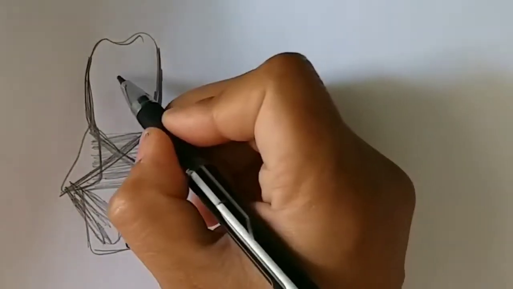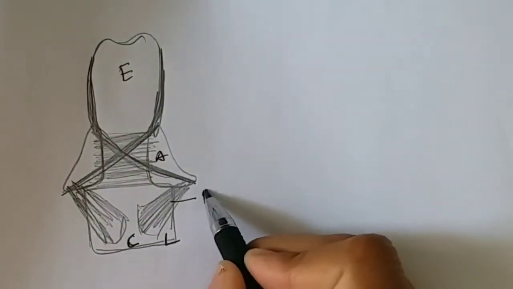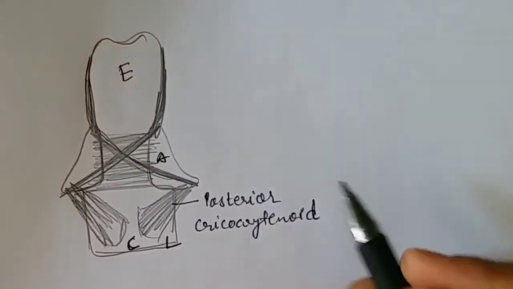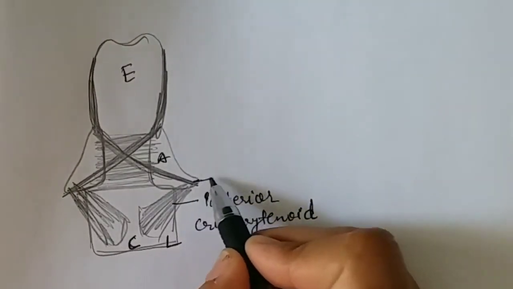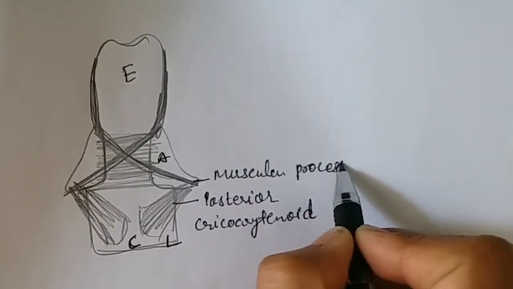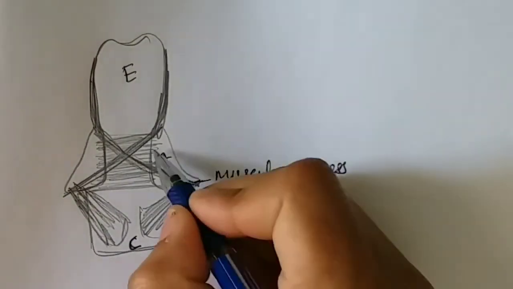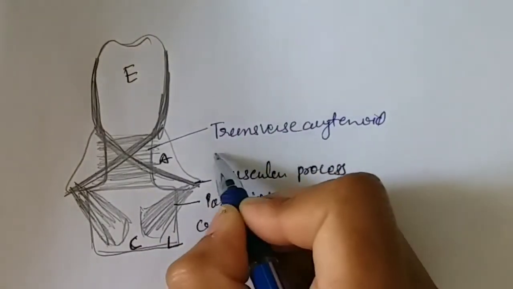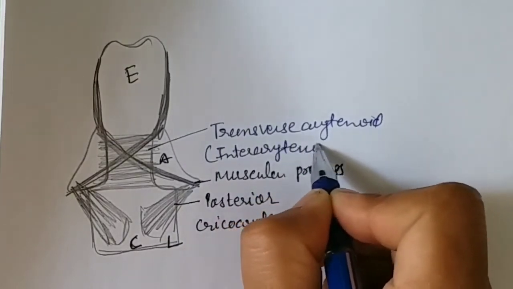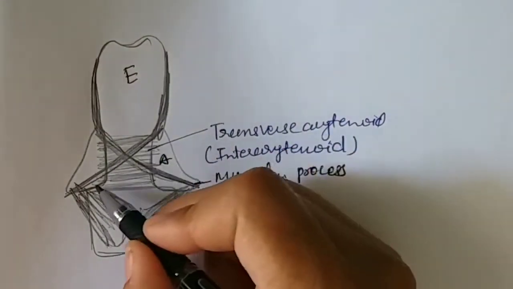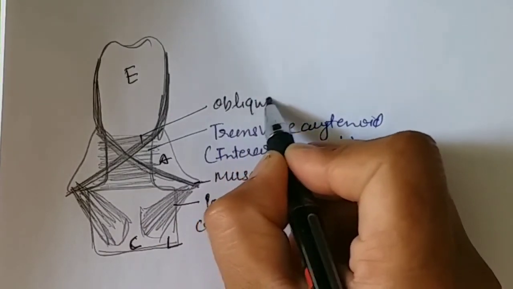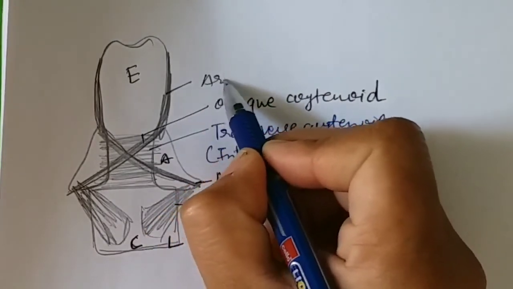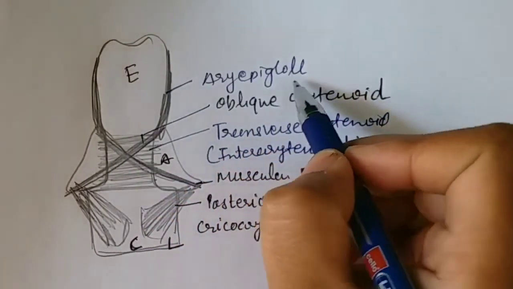Cricoid cartilage, arytenoid cartilage, epiglottis, posterior cricoarytenoid muscle, the only abductor of the vocal cord, and muscular process. Here is the oblique arytenoid muscle, and the transverse arytenoid muscle, also known as the interarytenoid muscle, between the posterior surfaces. The oblique arytenoid runs from one base to the opposite apex, and then the aryepiglottic muscle.